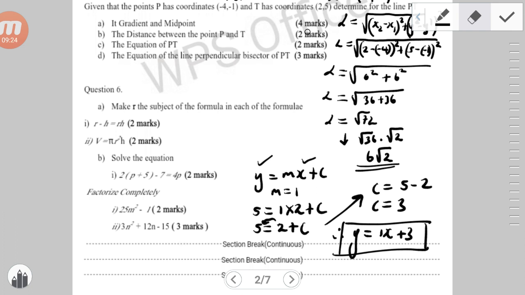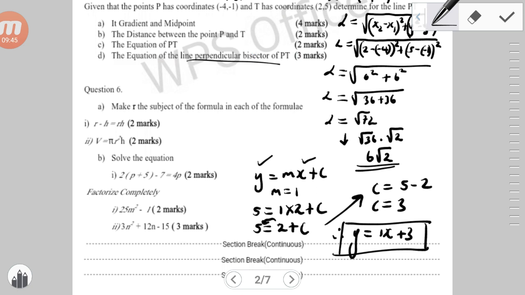All right, so moving on to the last question here for 3 marks. So far we would have copped up here 8 marks. Let's just wrap this up by finding the equation of the perpendicular bisector of PT. Find the equation of the perpendicular line bisector of PT.